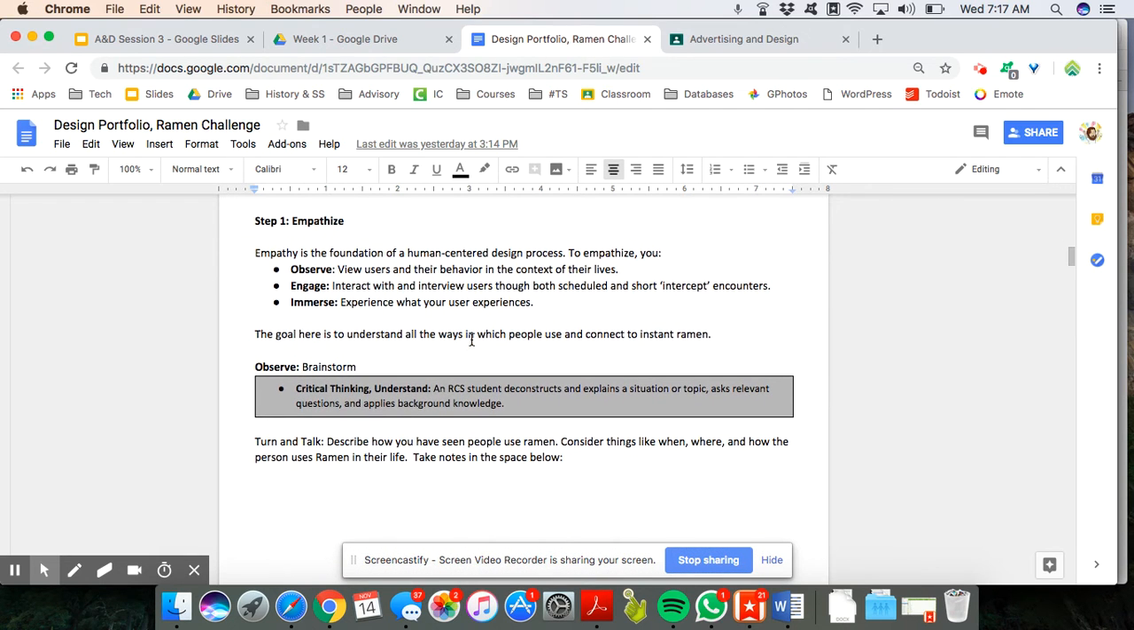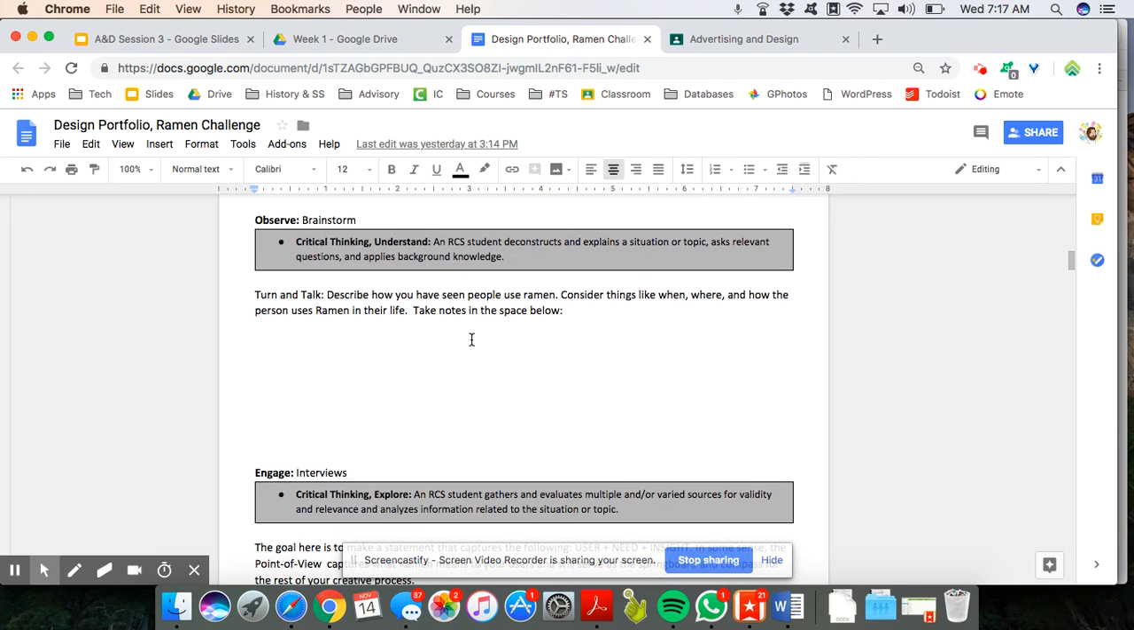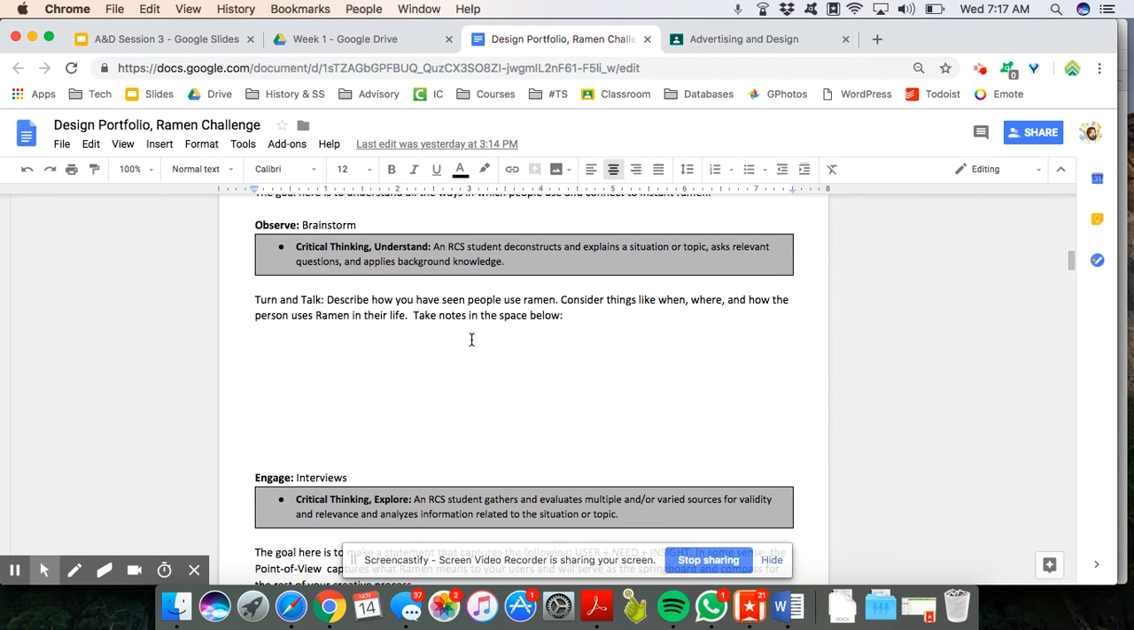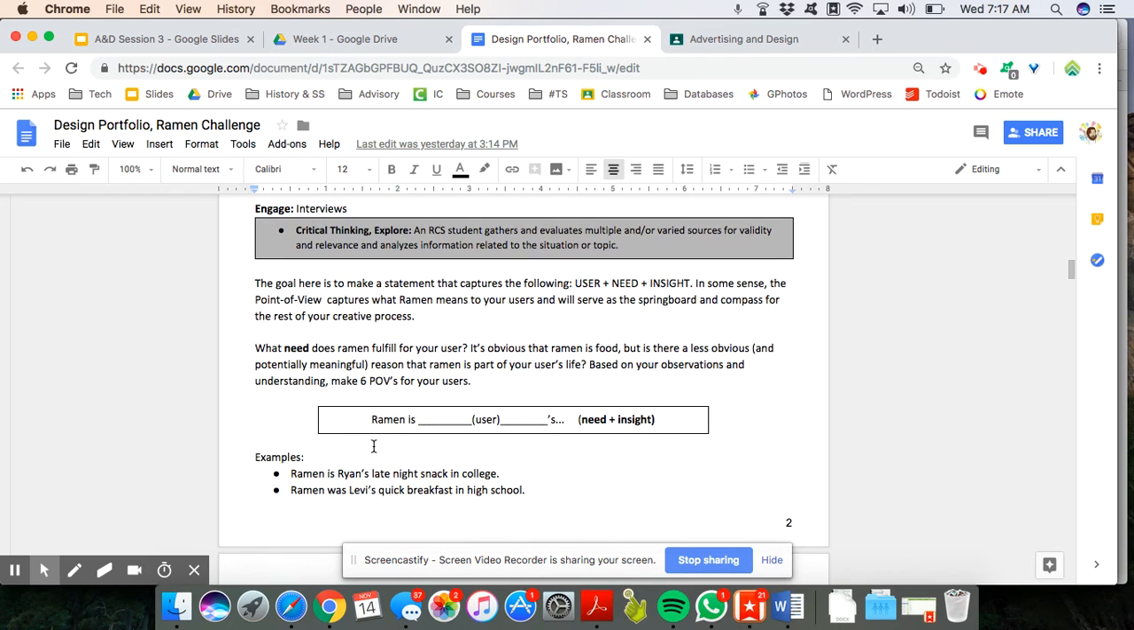To empathize is to really understand someone else's perspective. So we're doing this in three steps: observe, engage, and immerse, and you can check these out. Our first step is to observe, or to brainstorm. So we talked about how, in your experience, you've seen people use ramen, and you can take notes in the space below. Next, for engage, we want to interview someone else.